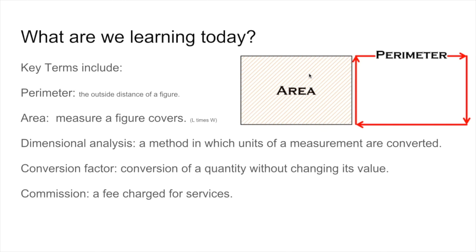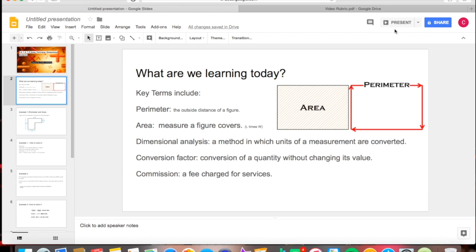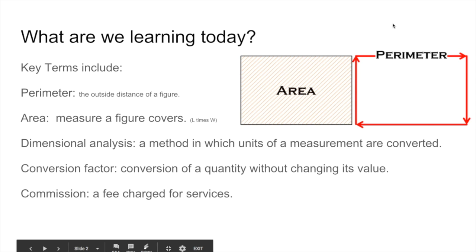So perimeter here is the outside distance of a figure. As you might know, the formula would be 2 times length and 2 times width. All right, sorry about that. And also we got area here, which is the measure a figure covers. So right here, the rectangle would be length times width, and it would be the whole thing right here.